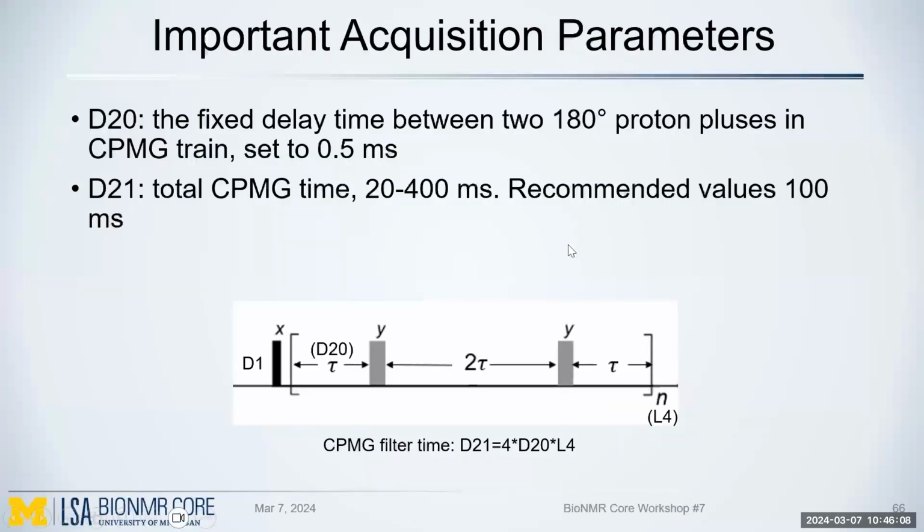When setting up the CPMG experiment, there are 2 parameters that are most important. The other parameters you can just set using getprosol, which sets the values and also reads the default values. D20 is a fixed delay between the 180 pulses, that's this D20 over here. You can start with 0.5 milliseconds. And then there's another parameter called D21, which is the total CPMG time. That time can range from 20 to 400 milliseconds, and it also varies depending on the molecular weight of your macromolecule. So we recommend using 100 milliseconds at the start.